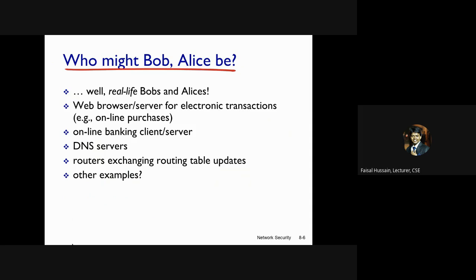So in real life, who are the Alices and Bobs? For example, we will use these two entities, but in this case, you can see that they are sender and receiver. So they could be even a web browser or server for electronic transaction. So in this case, let me explain. I am a client of a Peekaboo website. Peekaboo is an e-commerce website, and the Peekaboo web server is there.